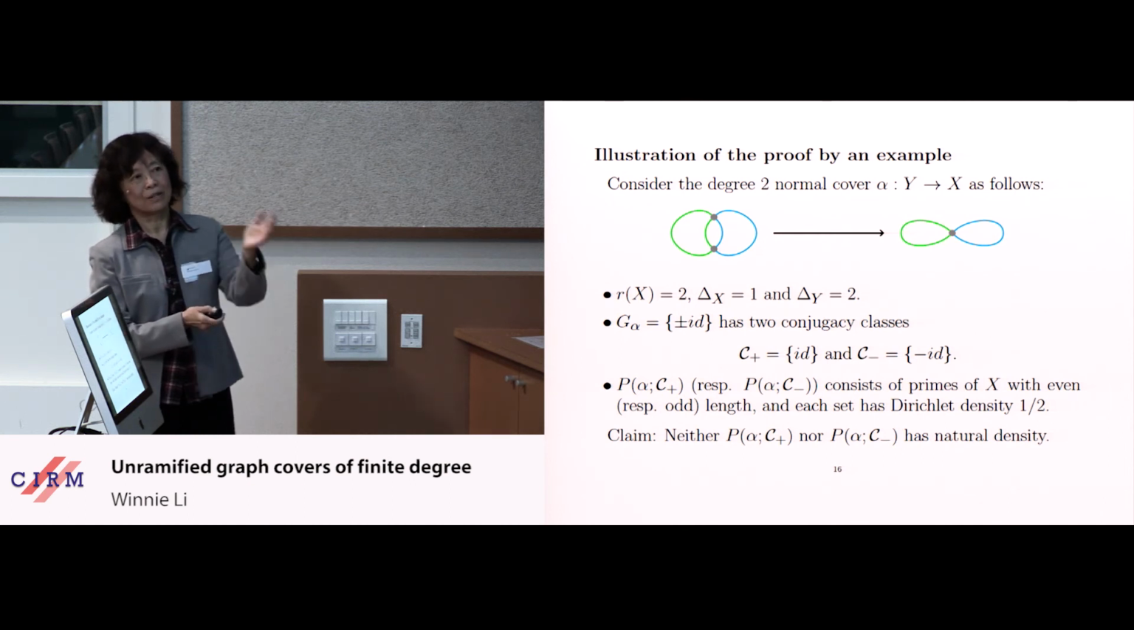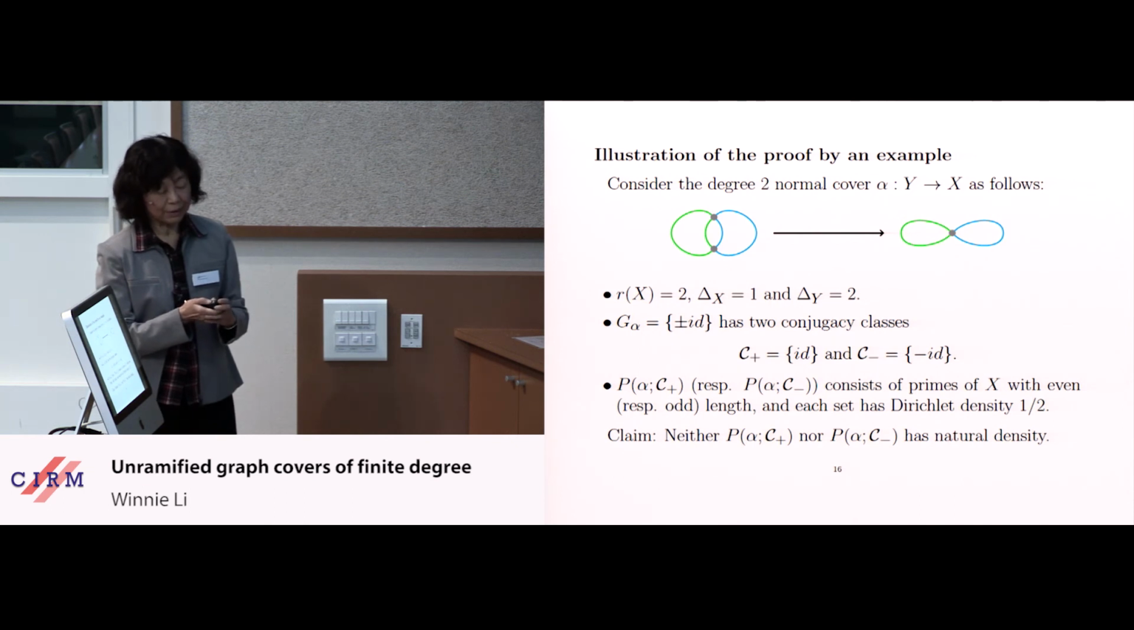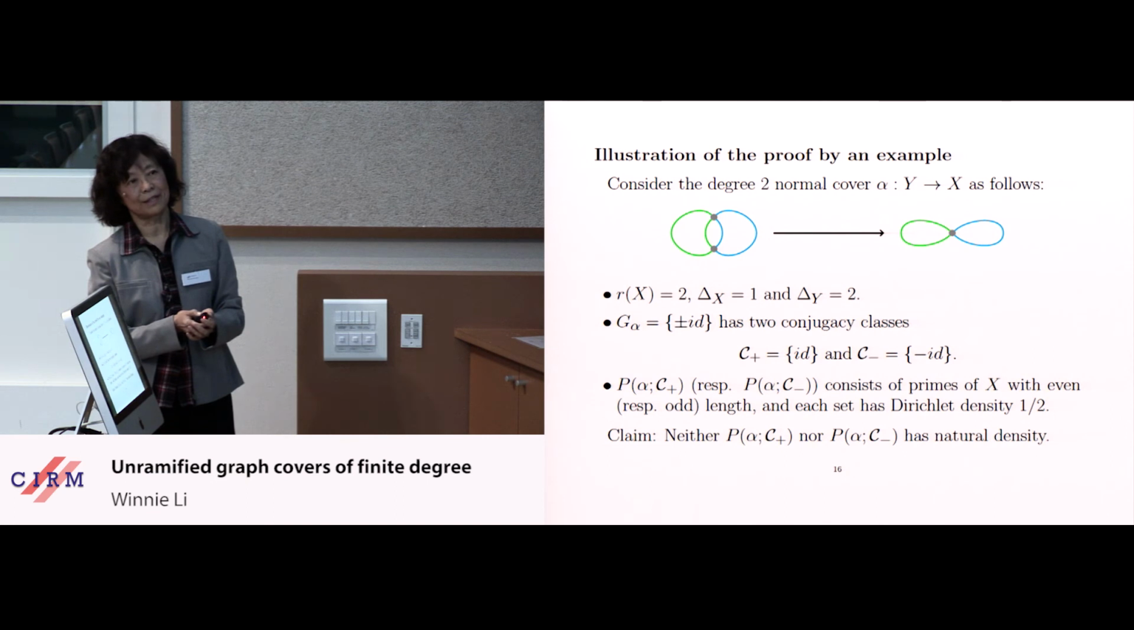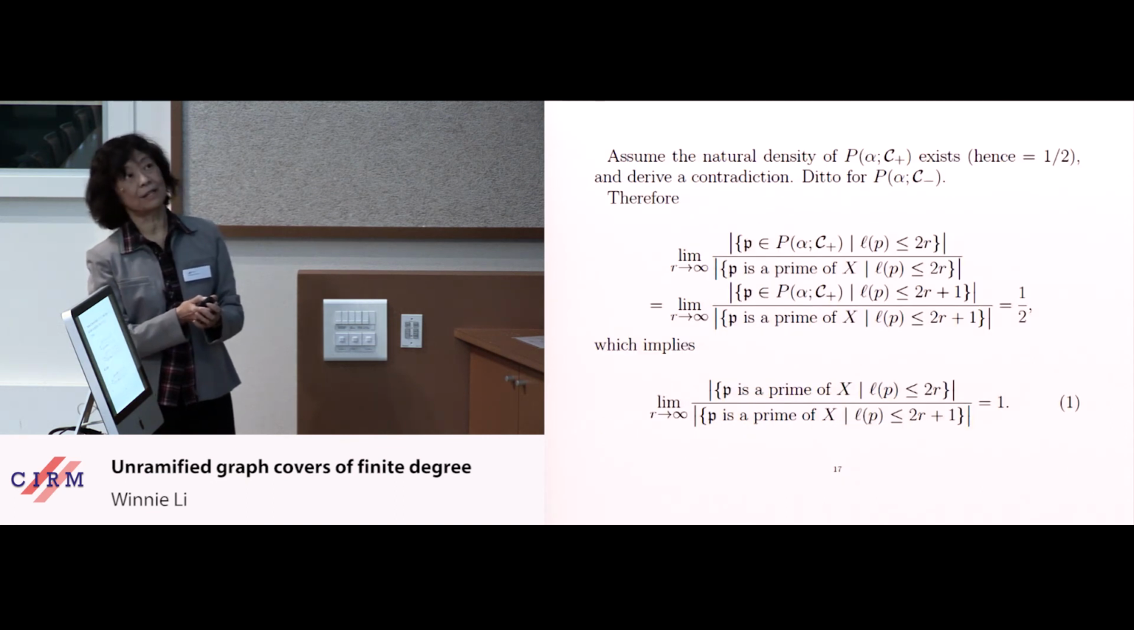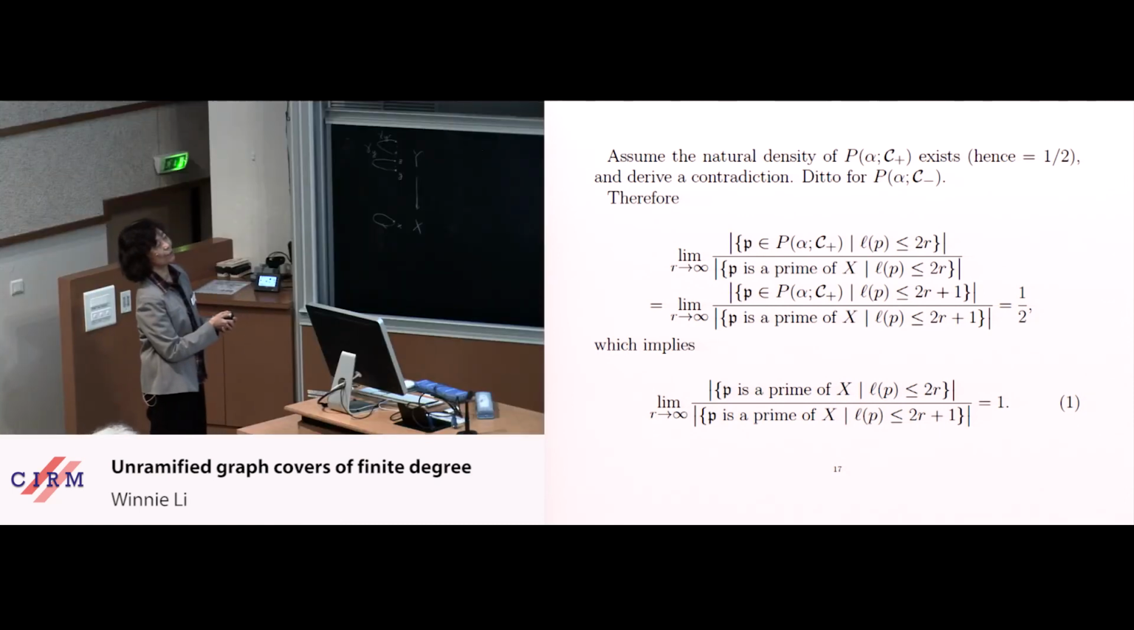So I want to show you that they do not have a natural density. First of all, we know that the Dirichlet density is equal to 1/2. So if natural density holds, then it is equal to its Dirichlet density. It should also equal 1/2. Let's see what happens if natural density holds. Let me just do that for the case of C plus.